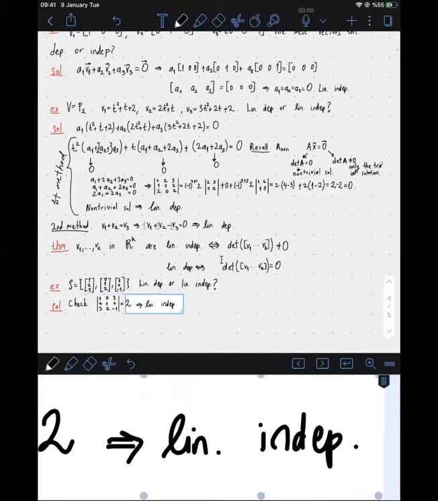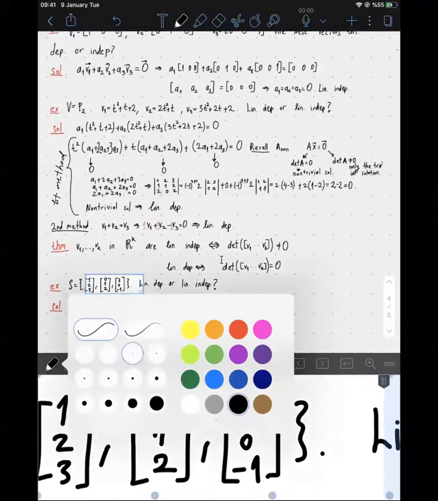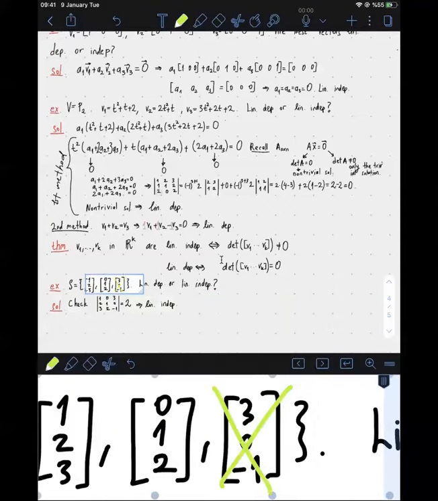So this method works for 3 vectors in R3 or 4 vectors in R4 or things like that. If there were just 2 vectors here, for example, and we were asked if they are linearly dependent or independent, we cannot check the determinant, because we can only take the determinant of n by n matrices. We cannot take the determinant of non-square matrices. So if this third vector was not given, then we cannot use this determinant method. You should keep this in mind.